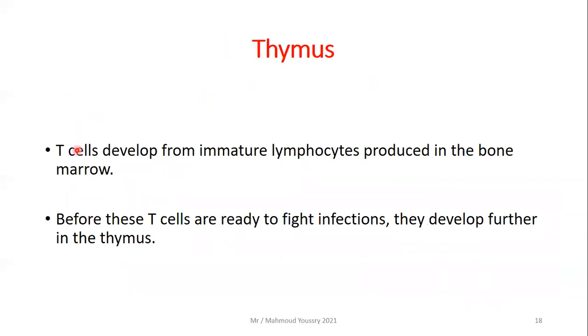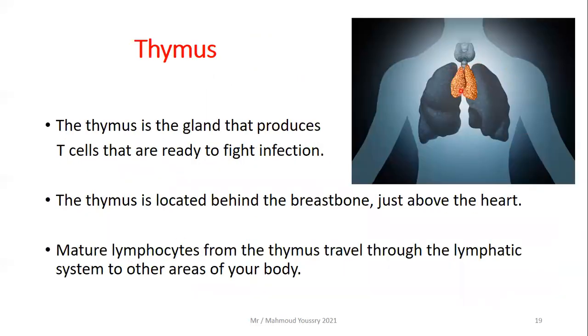Then what about the thymus? T cells develop from immature lymphocytes produced in the bone marrow. Yes, before these T cells are ready to fight infections, they develop further in the thymus. What is the thymus and where is it located? As you can see, it is in between your lungs. Actually, it is behind the breastbone. The thymus is a gland that produces T cells that are ready to fight infection. The thymus is located behind the breastbone, just above the heart. Mature lymphocytes from the thymus travel through the lymphatic system to other areas of your body.